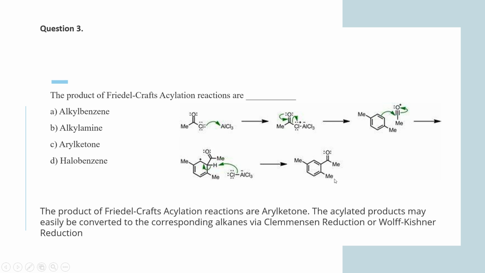So the acylated product can be converted into various derivatives of organic compounds using Clemmensen reduction, Wolff-Kishner reduction, or other kinds of reactions on this aryl ketone. So the answer will be option C, aryl ketone.